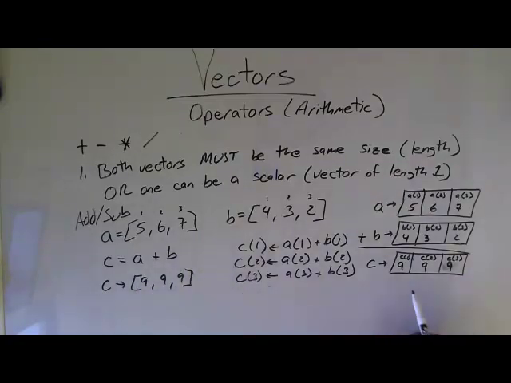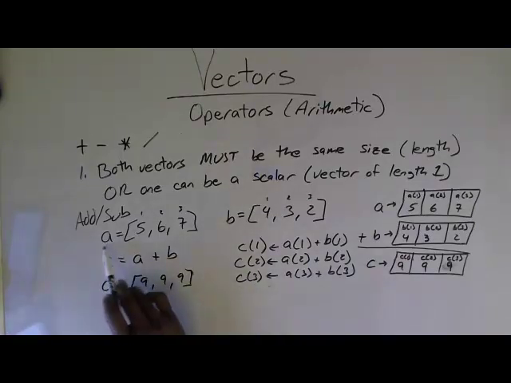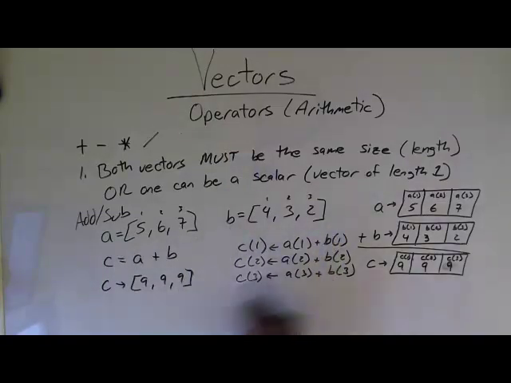Now that was a little in depth, but I did it step by step, because if you get this concept, then it holds true for addition, subtraction, multiplication, and division. So that's the basics of how you add and subtract vectors. If I have A defined as this and B defined as this, then C equals A plus B is going to yield the vector 9, 9, 9, because you do element by element addition. Same thing with subtraction.